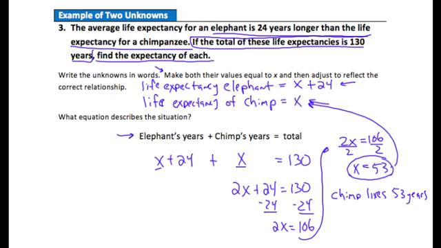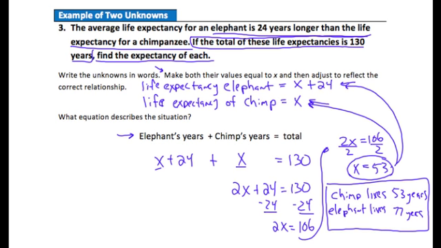Okay, and we can also use this x equal to 53 to find out how long the elephant lives. And so you notice there we have to take this 53 plus 24. Well, if I take 53 plus 24, that's going to give me 77. So we could say the elephant, 77 years. Okay, so here is our answer.